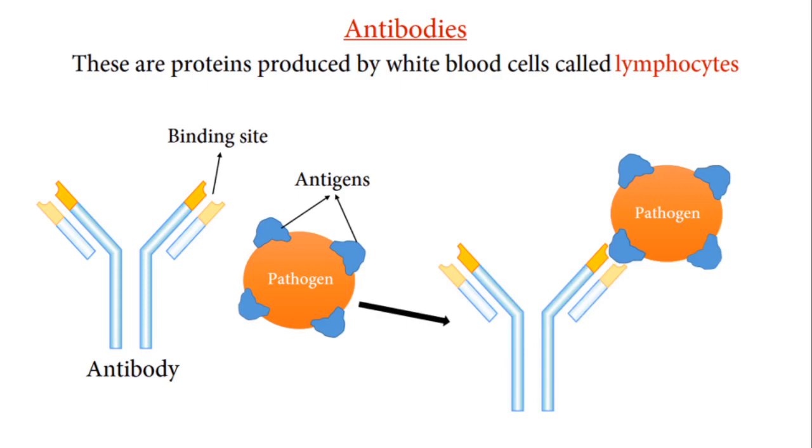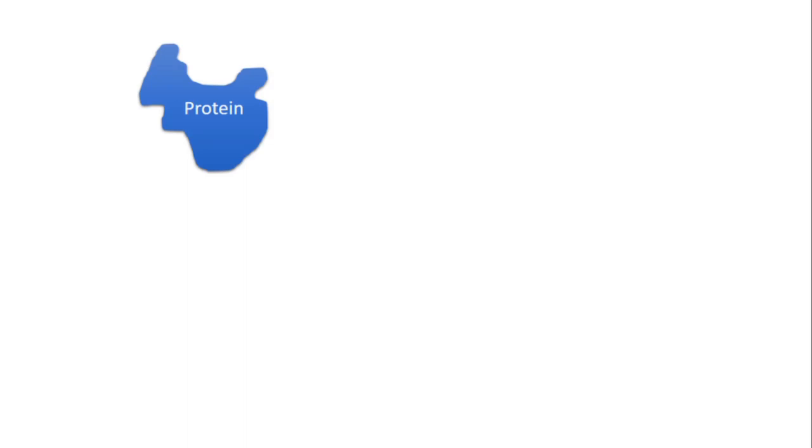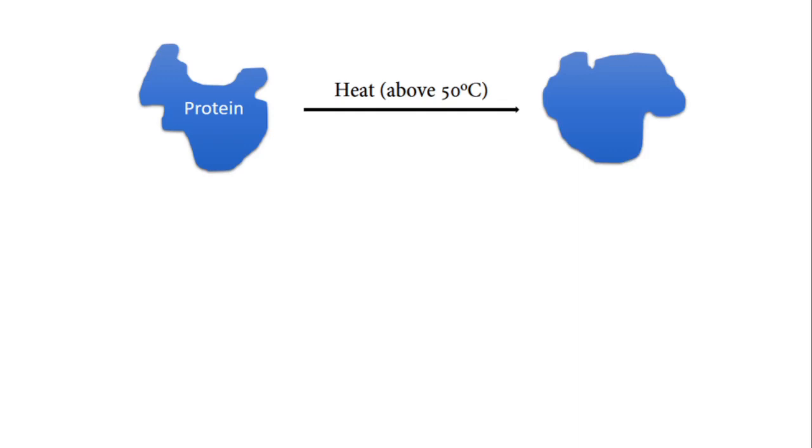Now let's take a look at the effect of temperature on proteins. When a protein is heated to temperatures over 50 degrees Celsius, the cross-linkages in its molecules break down and the protein molecules lose their shape. The protein is said to have been denatured. And when a protein is denatured, its original properties and functions are lost.